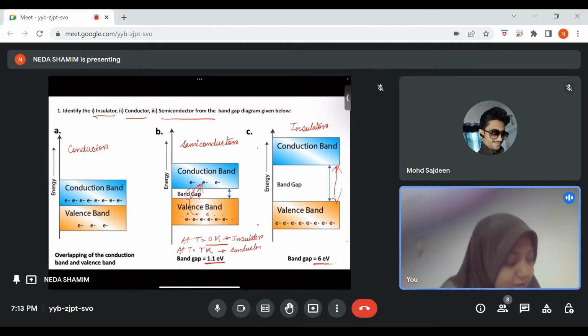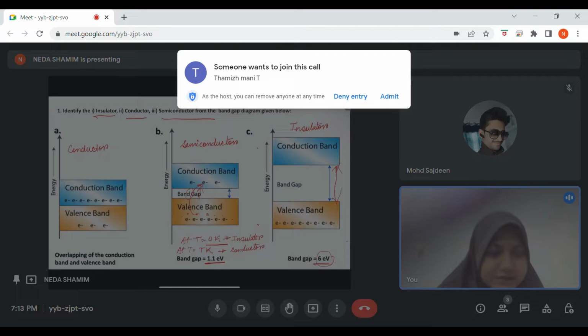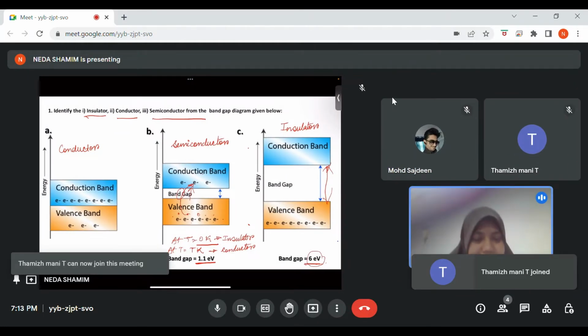That's why we call it a semiconductor, because its conductivity lies in between that of an insulator and a conductor. And an insulator is an insulator because it has a very large band gap, and we need to provide it very large energy so that I can have free electrons in the conduction band. So that's why it's an insulator, because of the lack of free electrons.